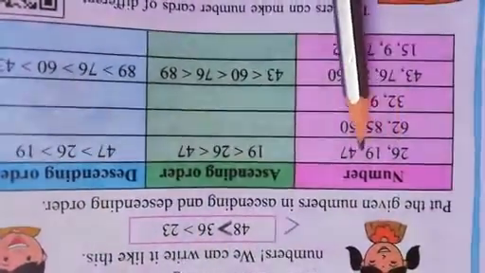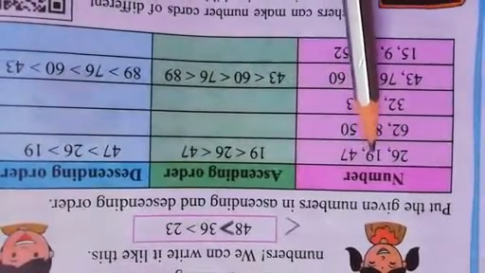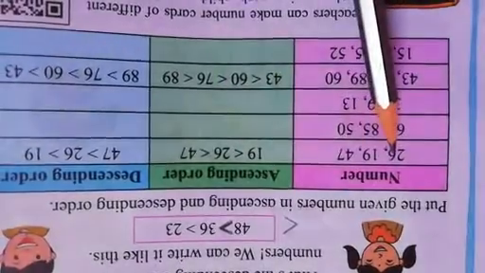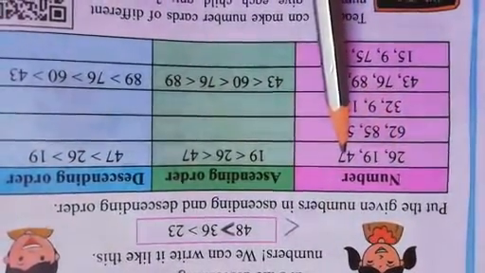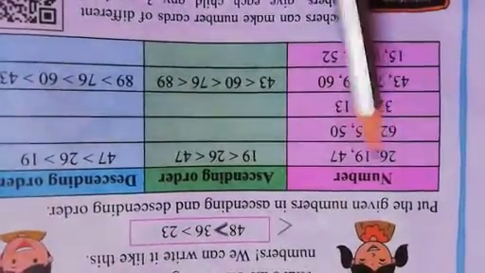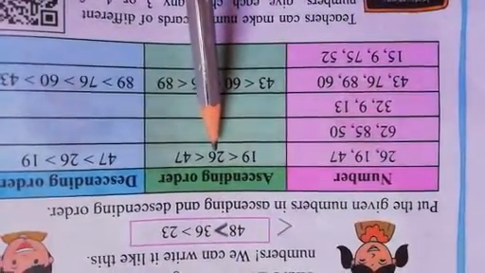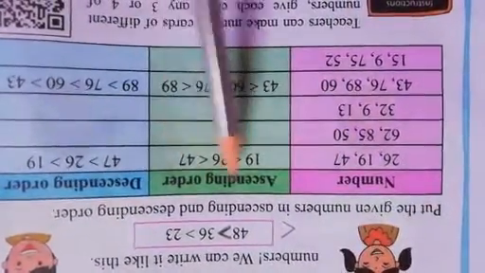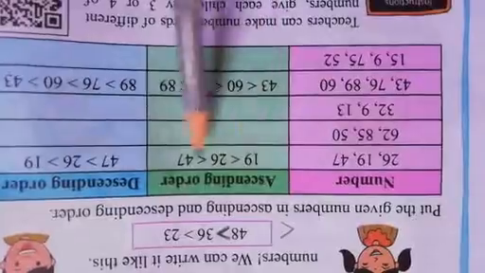So we will write first ascending order. So see, from this which one is smaller? 19. So first write down here 19. So 19 less than. So now which number left? 26 and 47. So from 26 and 47, which number is smaller? 26. So write down here 26. Then after that 26, which number left? 47. So this is your ascending order, means छोटे से बड़ा.